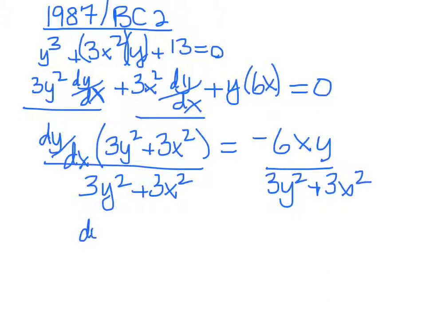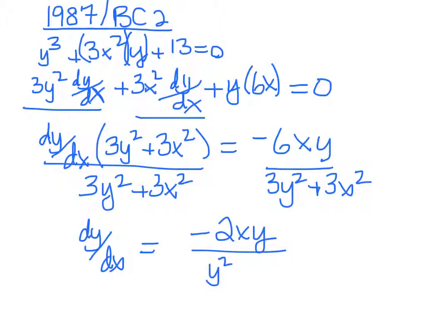All right, so then we have dy/dx equals, and then I do notice that there's a common factor of 3, so I'm going to divide that common factor of 3 out. So I'll have negative 2xy in the numerator, and then in the denominator I'll have y squared plus x squared.